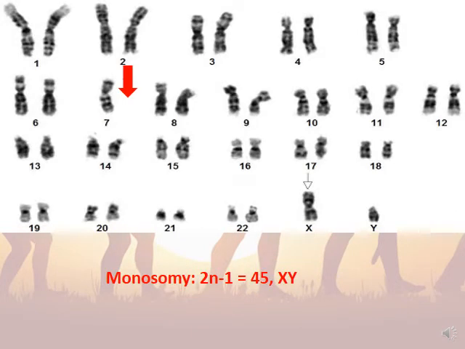Here we have monosomy at chromosome number 7. Why? Because we have only 1 copy of chromosome number 7. So it's a monosomy where 2n minus 1 equal 45. And in this case, it's XY, or the sex chromosomes may be XX if it's a female. Okay?